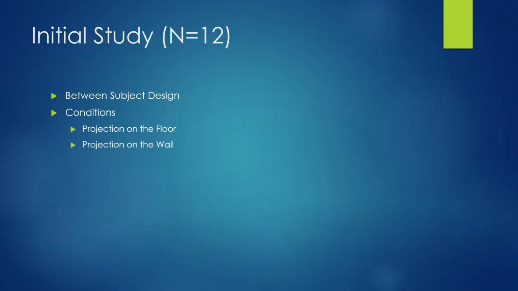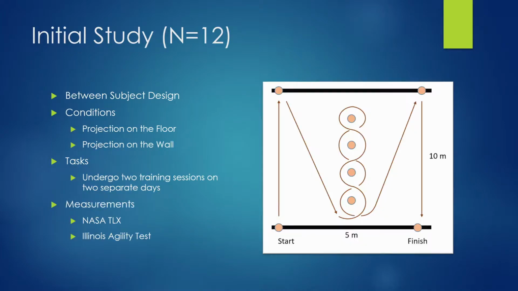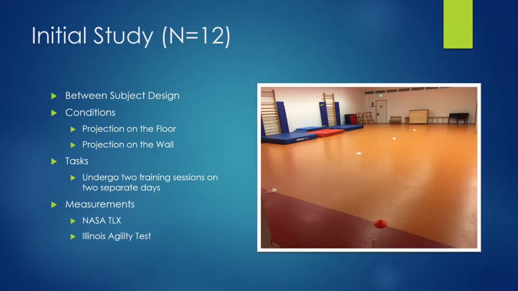We chose a between-subject design, splitting the participants into two groups. The task was to undergo 2 training sessions in which they practiced with the system. We measured the NASA TLX score as well as the score of the Illinois agility test. In this test, the participants had to run a pattern as fast as they could. This was set up in a nearby gym, as seen on the right. The participants had to run the course 3 times, where the fastest time was taken as the resulting score of the test.